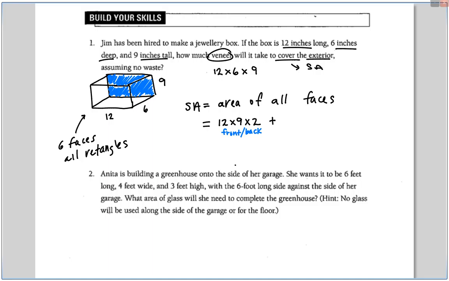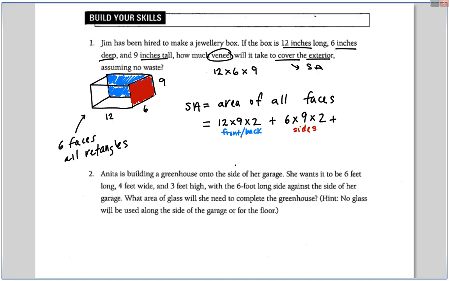So the sides, here's, if I shade in the side like this. Okay, so the sides, if you look at the dimensions of the sides, you can see that it's 6 length and 9 up. So 6 times 9, and there's 2 of them, right? Both of the sides. Okay, so just put that in there, keep organized.